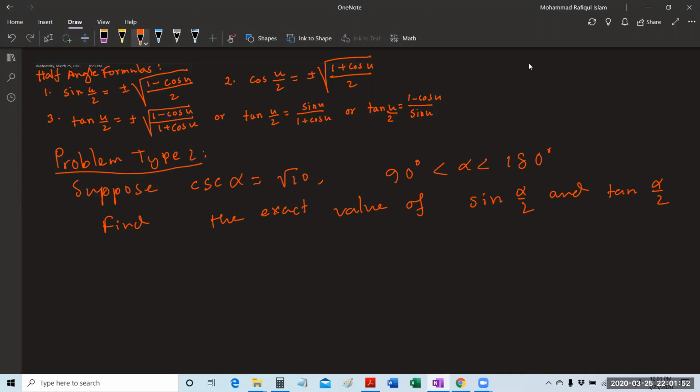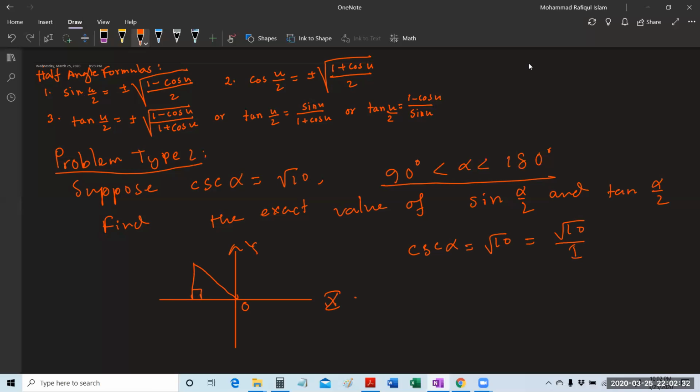So first of all, we look at the condition here. We're given that alpha is in quadrant 2, so we can draw a coordinate system, x-axis, y-axis. Since alpha is in quadrant 2, we can draw a right angle triangle like here. We're also given cosecant alpha equals radical 10, which can be written as radical 10 over 1. So if we relate this with this triangle, we can write y equals 1 and r equals radical 10.